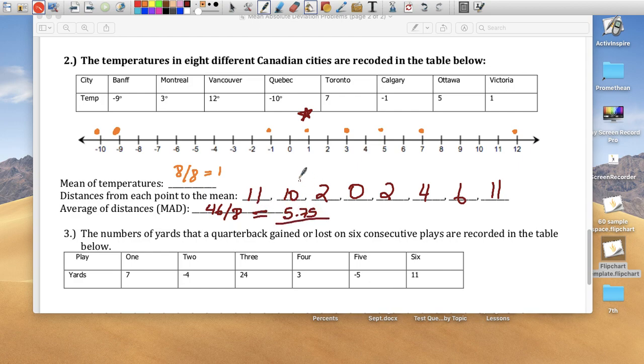Okay, so here, what you really have to be careful is when you did negative 10 and find the difference between negative 10 and 1. Okay, that distance, and the distance between negative 9 and 1, and the distance between negative 1 and 1, because it was a negative number there.